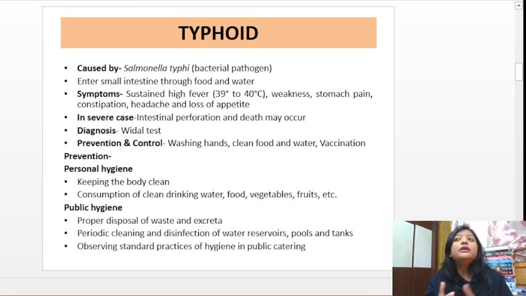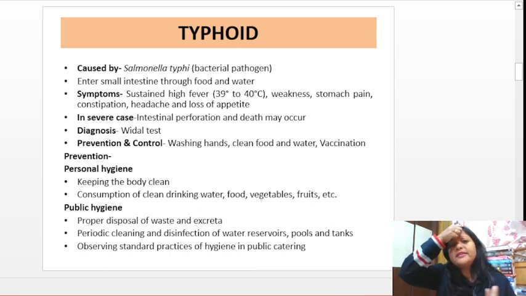whenever you drink water, make sure that you're drinking from a clean glass, and the water should be filtered and pure, and even the food that you're eating should be clean. And vaccination: you have to take a vaccination for typhoid also. These are some of the ways of preventing typhoid, but there is something you have to maintain, that is hygiene, at personal level and also at public level.